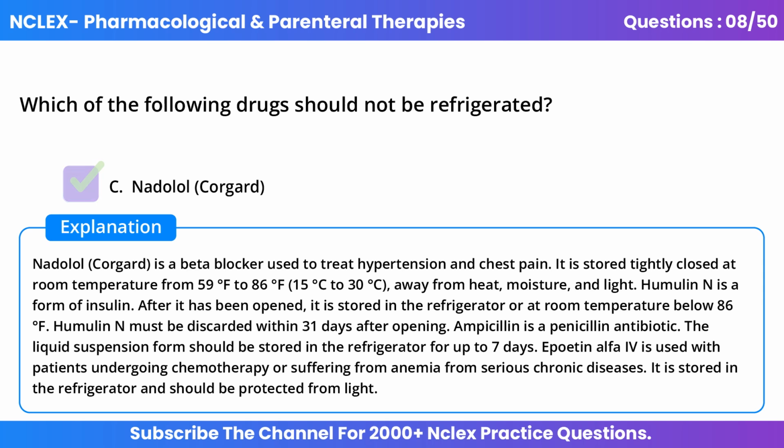Ampicillin is a penicillin antibiotic. The liquid suspension form should be stored in the refrigerator for up to 7 days. Epoetin alfa is used with patients undergoing chemotherapy or suffering from anemia from serious chronic diseases. It is stored in the refrigerator and should be protected from light.